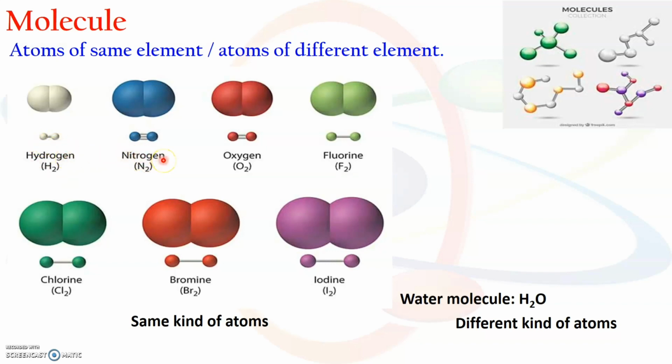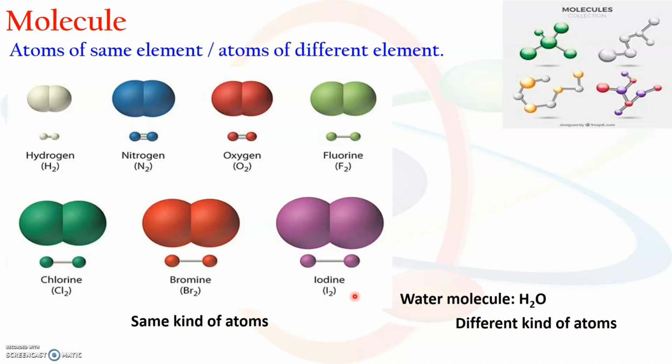Likewise here, nitrogen with the molecular formula N2. Two atoms from the same element nitrogen have combined to form a molecule of nitrogen. Likewise for oxygen with the molecular formula O2, two atoms of the element oxygen have combined to form a molecule of oxygen. Likewise F2, Cl2, bromine molecule and iodine molecule.